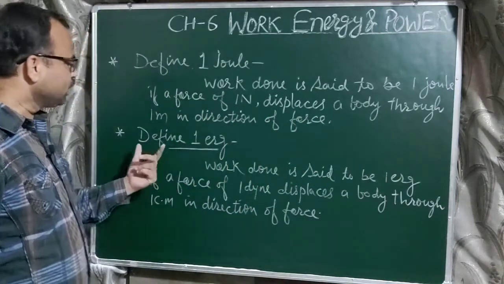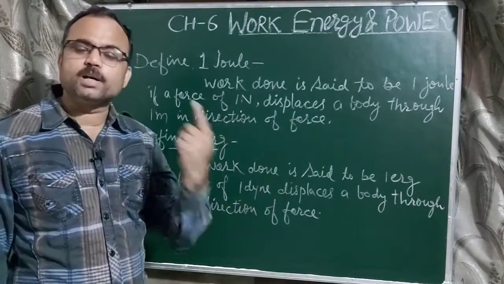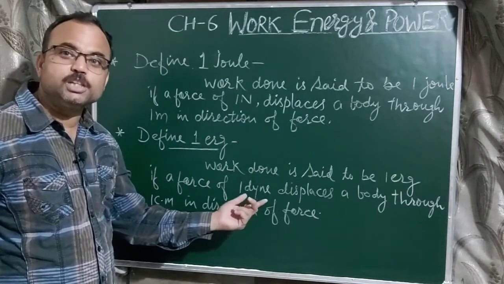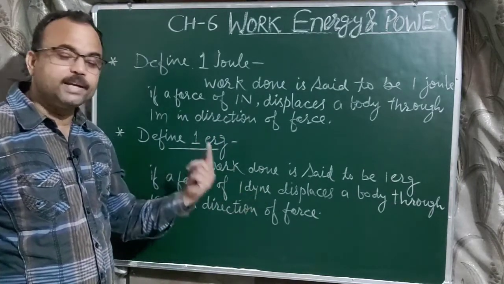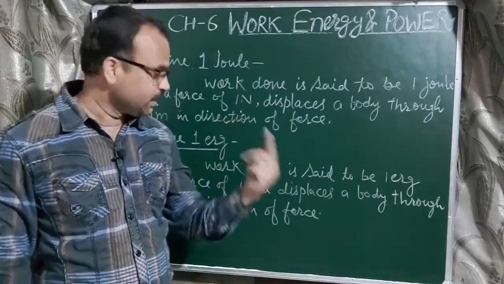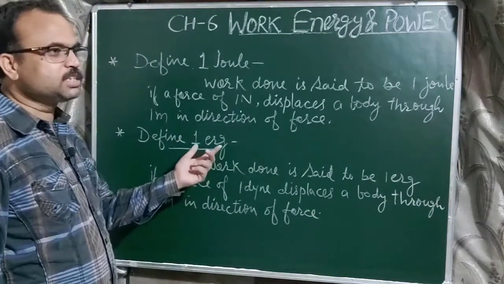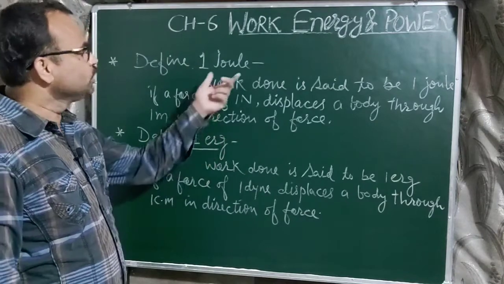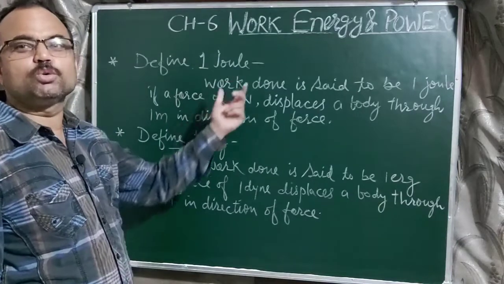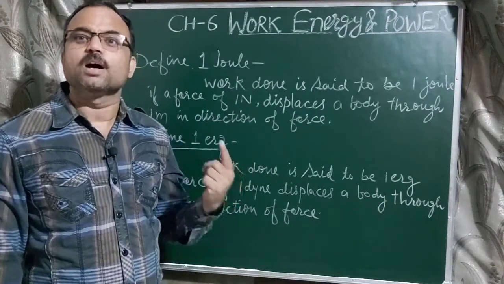Similarly we can define 1 erg, means work done is said to be 1 erg if a force of 1 dyne, here dyne is the CGS unit of force, displaces a body through 1 centimeter. Then work done will be 1 erg. Here erg is the CGS unit of work, joule is the MKS unit of work, and the relation between these two is 1 erg equal to 10 to the power minus 7 joule, and 1 joule equal to 10 to the power 7 erg.